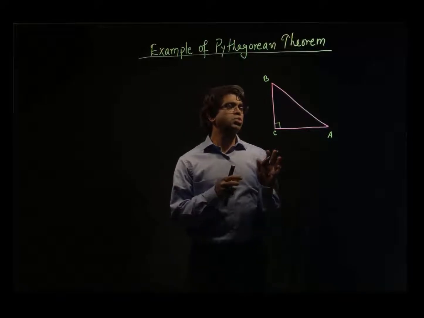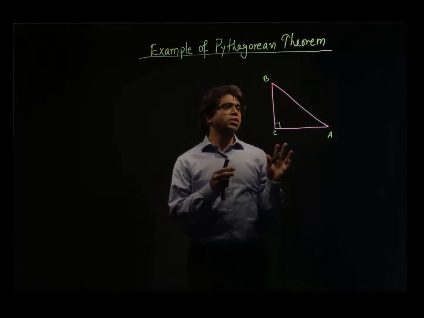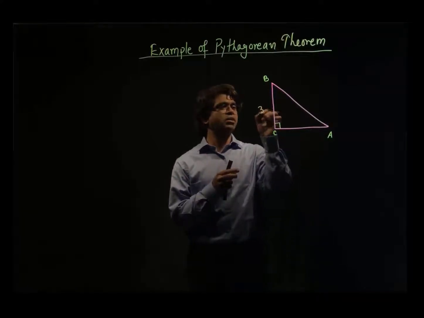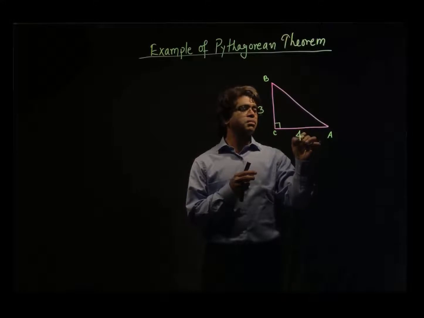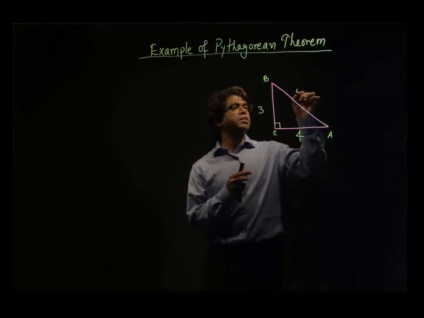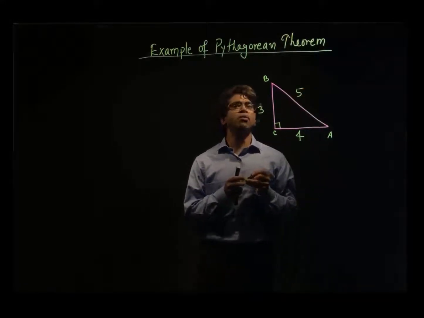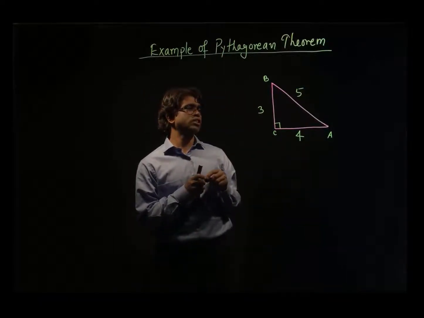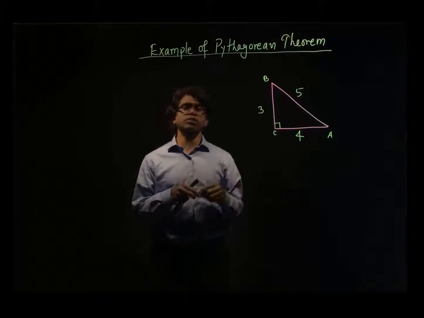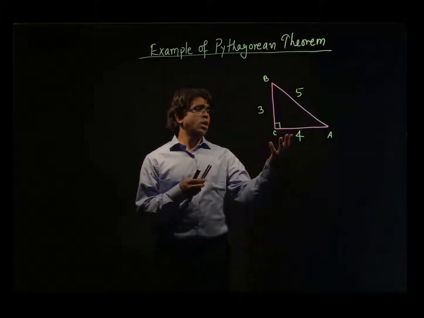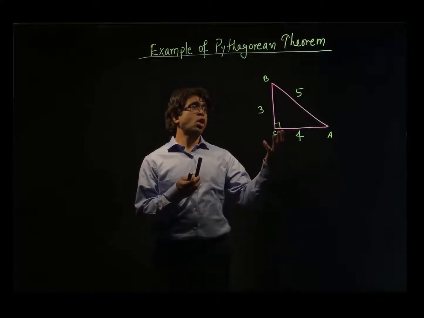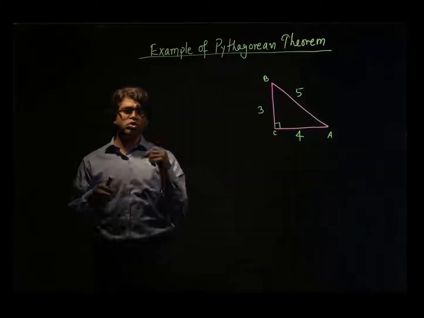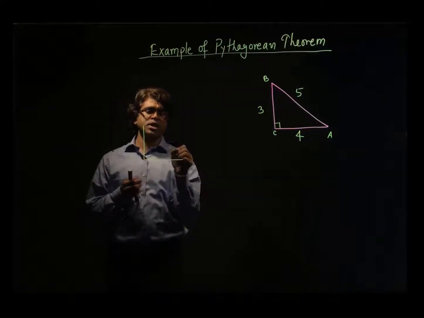And I'm going to consider three different sides of the triangle. I'm going to consider this side as 3, this side as 4, and this side as 5. Now I'm going to see if the Pythagorean theorem works for this triangle or not. And then I will also explore if the idea of drawing a square on each side of the triangle works or not. So I'm going to draw a triangle right here.